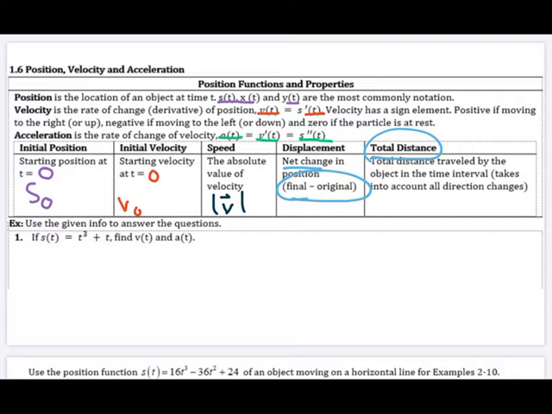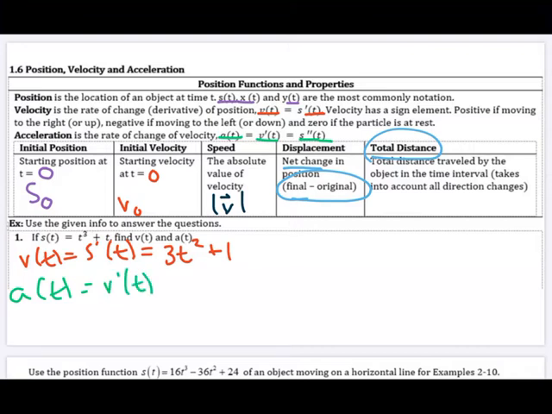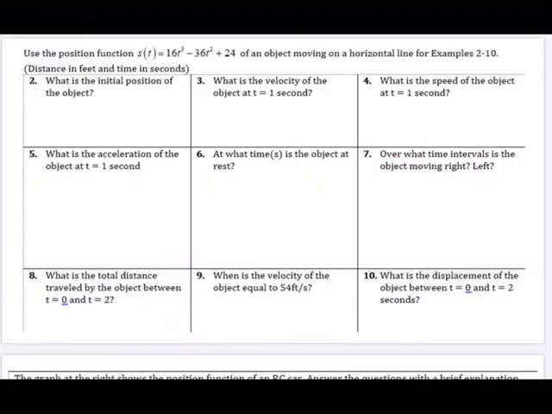Okay, so for example 1, we're just going to find the velocity and acceleration functions based on the given position function. So to find the velocity function is the derivative of the position function, and we can just apply the power rule here. That's going to give us 3t squared plus 1. To find the acceleration vector, we're going to take either the second derivative of the position vector or the first derivative of the velocity vector. Either way, we're going to use the power rule on this 3t squared plus 1, and that's just going to give us 6t.